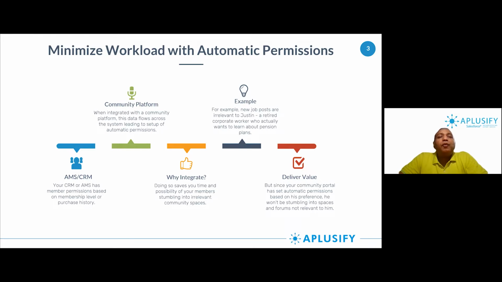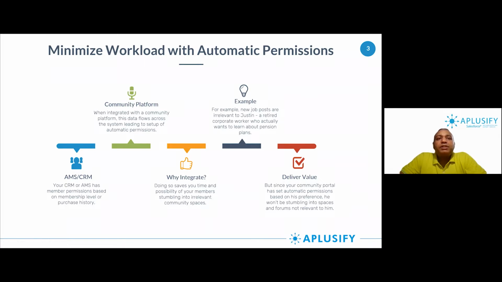When you integrate these two platforms, you have your AMS and CRM where your permissions are defined. Then when you integrate the community platform with your AMS and CRM, the data flows across the systems, which also helps in flowing the permissions that you have set in the AMS and CRM. The permissions are automatically set on the community platform because you have integrated the two systems, and the permissions in your AMS and CRM flow into your community platform. So it saves your time.